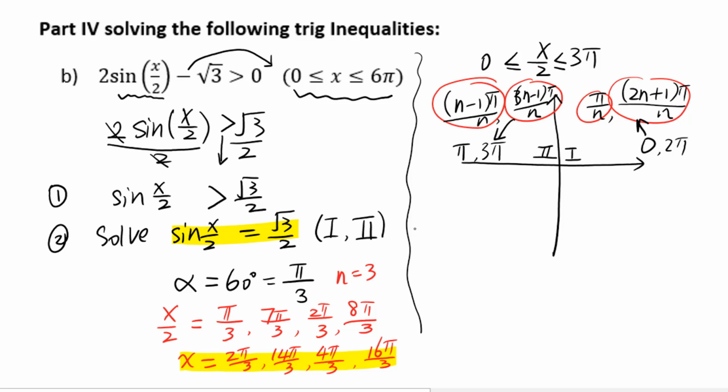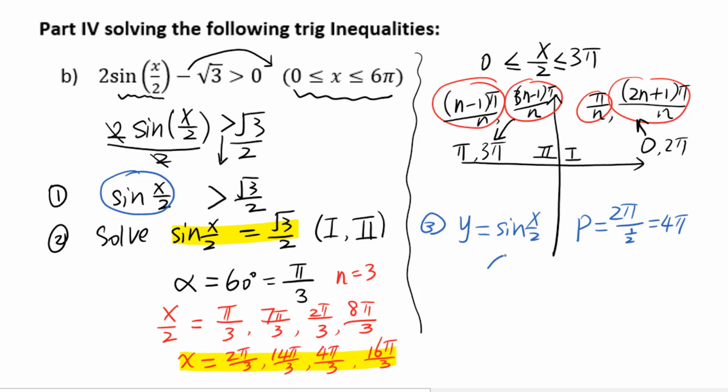Third step, you need to draw y equals sine x over 2 and y equals the square root of 3 over 2. For y equals sine x over 2, we know the period is 2 pi over b. b is 1 over 2, so you get 4 pi. The pattern for sine x is this. We need 1, 2, 3, 4, 5. We need these 5 points.